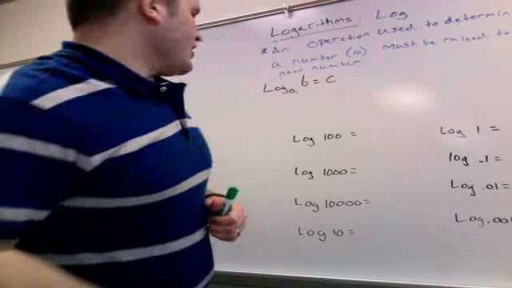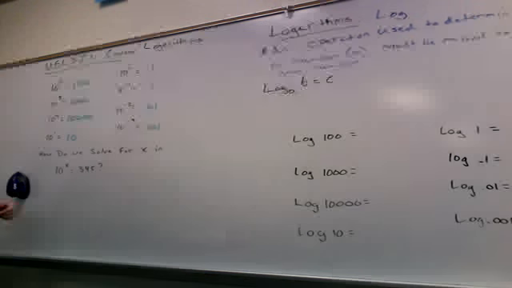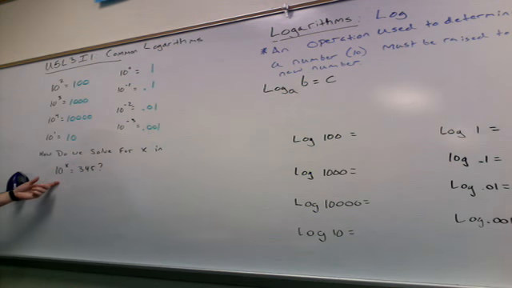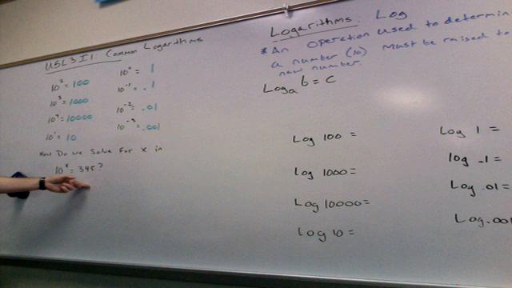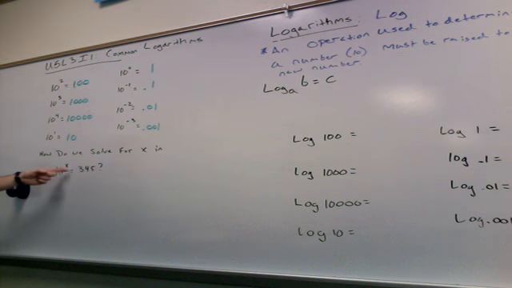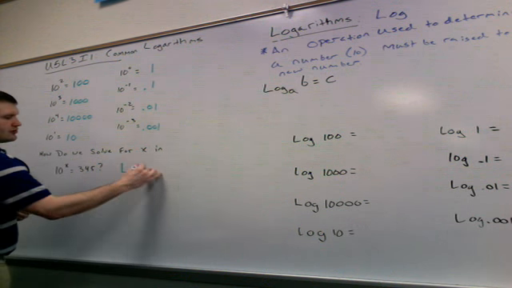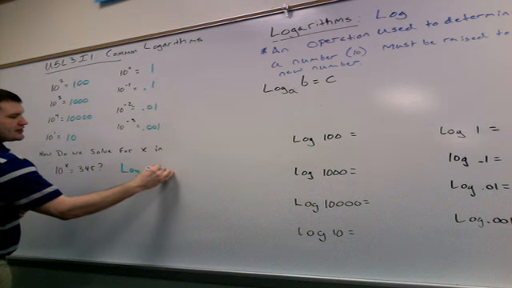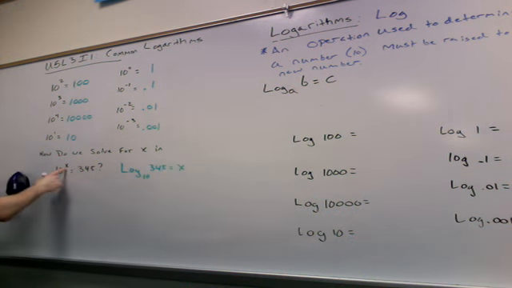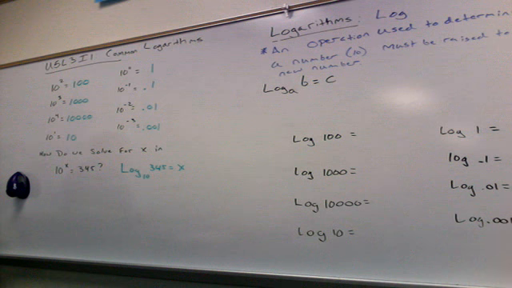So, looking back over at our 10 to the x equals 345, a is my base, right? 345 is my b. C, the exponent, is my answer. So what log does is it tells us what we need to raise 10 to in order to get that number. It's figuring out what power I need to raise 10 to in order to get 345. That's kind of handy, isn't it? I think it's kind of handy.